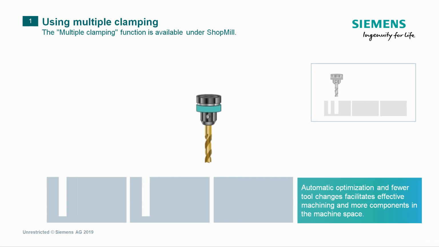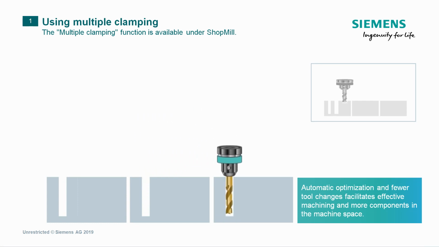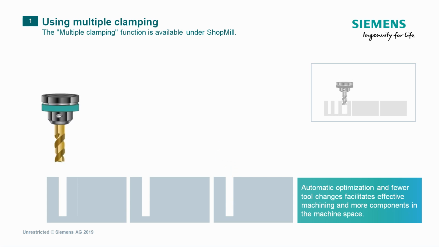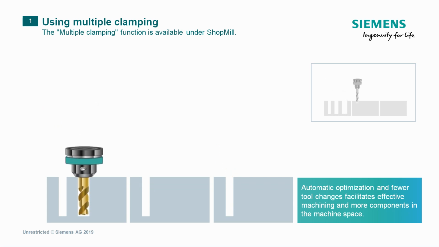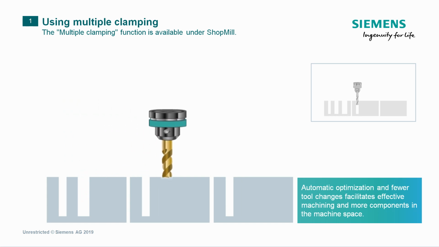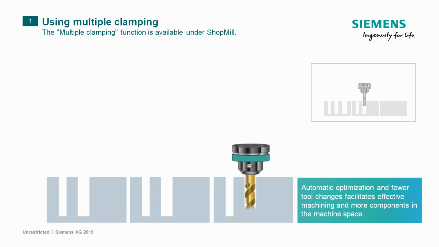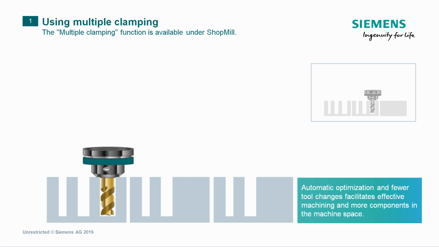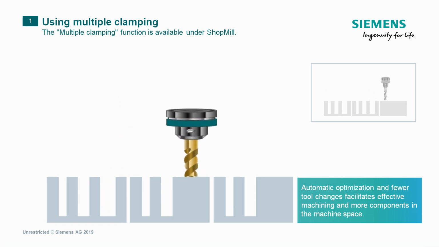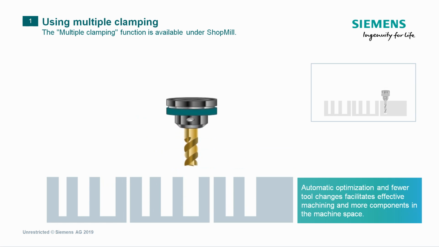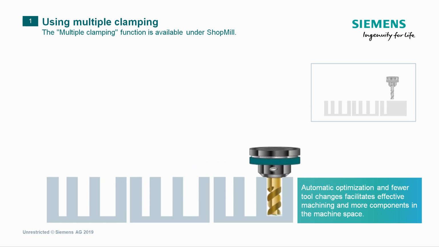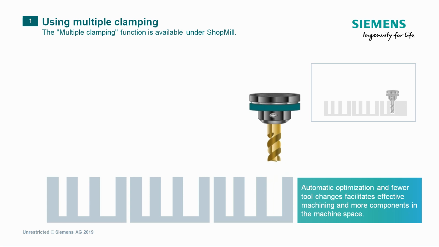Once again, we see here the conventional variant on the top right and the large representation on the left with the sequence of machining processes following optimization of the tool change using the multiple clamping function. Each diameter is representative for a different processing sequence. And you can see that the small hole is drilled first, then the medium-sized hole, and then the large hole. A tool change is then only performed after the machining sequence has been completed for each component.